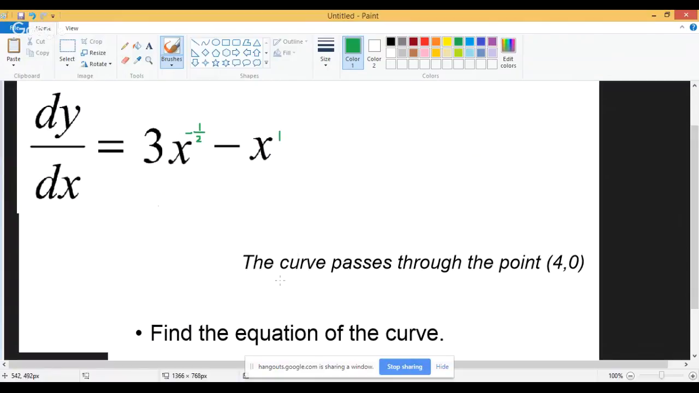And now to get the equation of the curve, we integrate. So let's integrate term by term. Let's go to 3x to the power minus half. Let's add 1 to the power, so we've got x to the power half. We had 3 as the coefficient. Let's divide that by the new power. So 3 divided by a half makes 6.